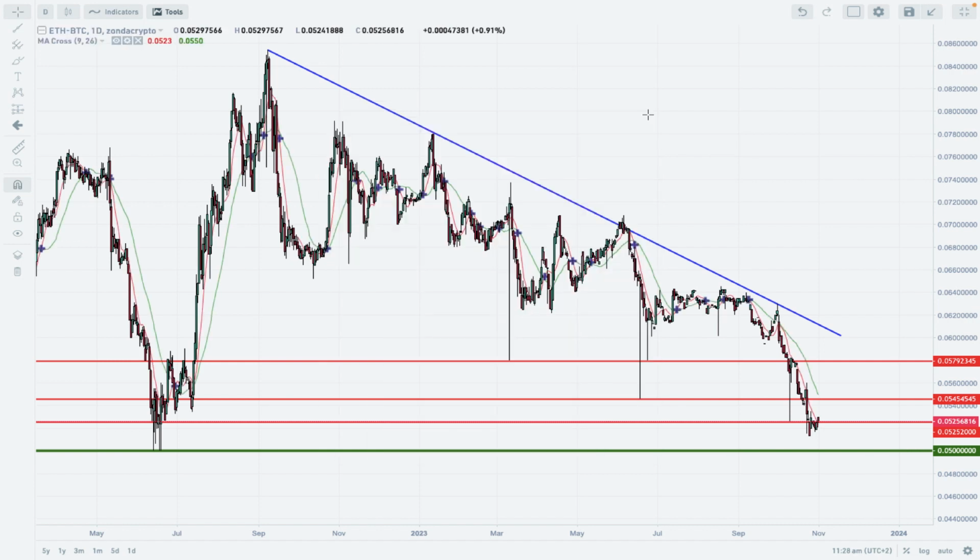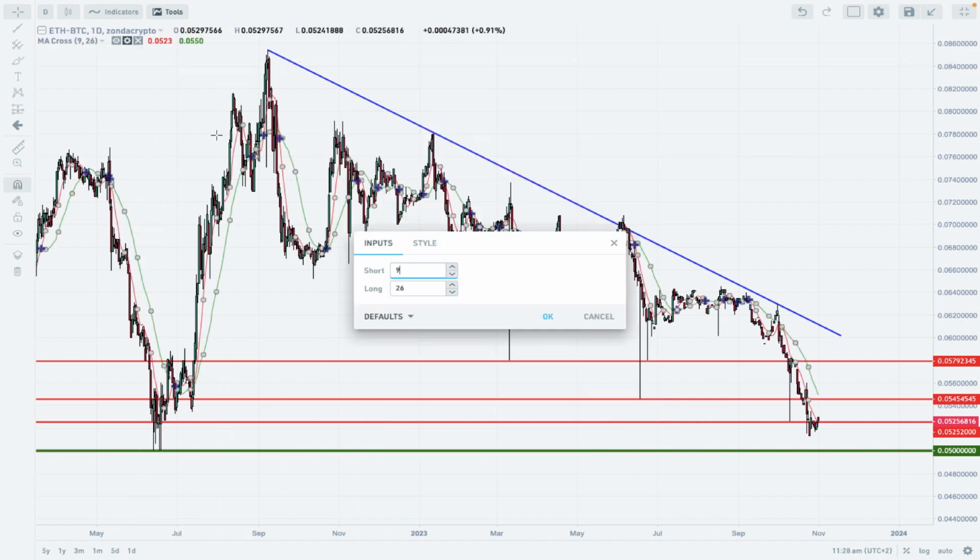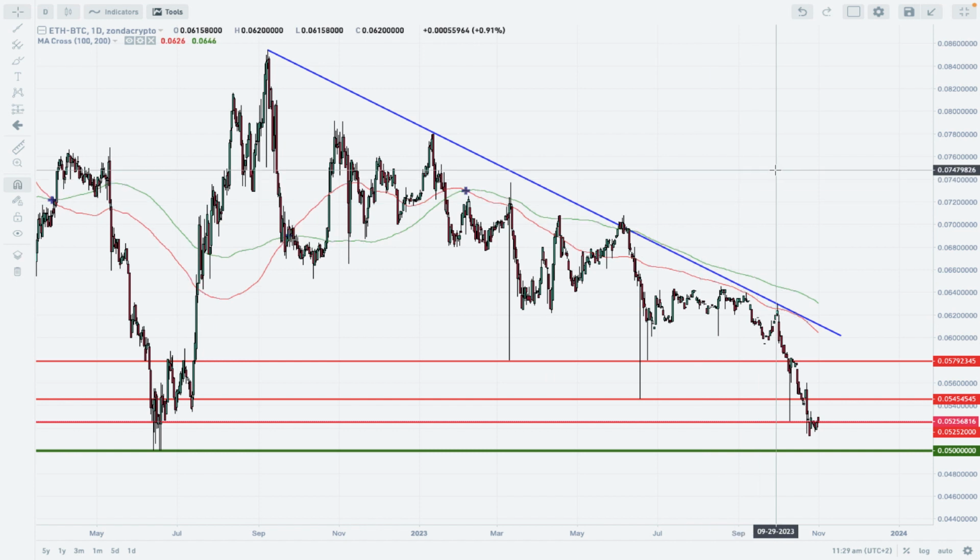Of course, the last indicator we can apply on this chart is the moving average cross, and as usual, because it's a daily time frame chart, we are going to use the 100 and 200 moving average, and as you can see, we are trading way below both the 100 and 200 moving average, and there is still plenty of room to the upside for this market to cover in order to even test these moving averages.